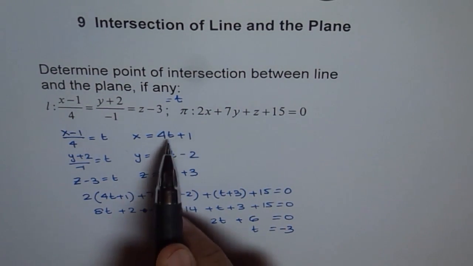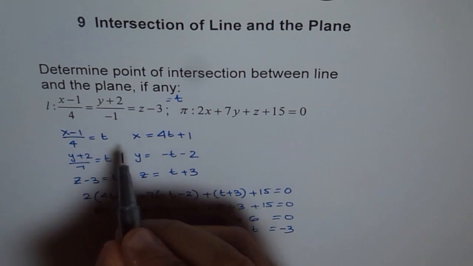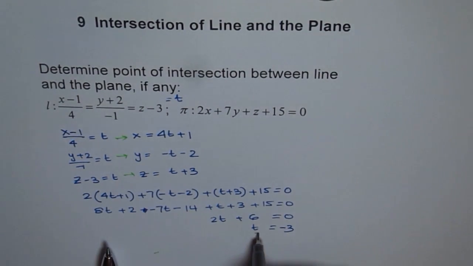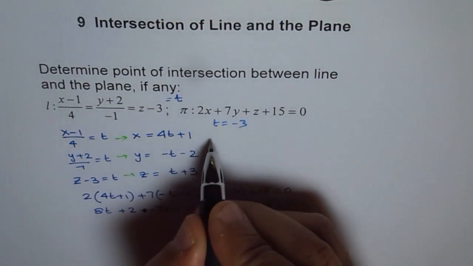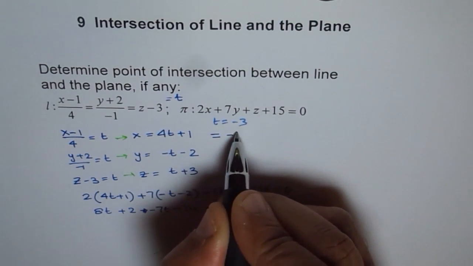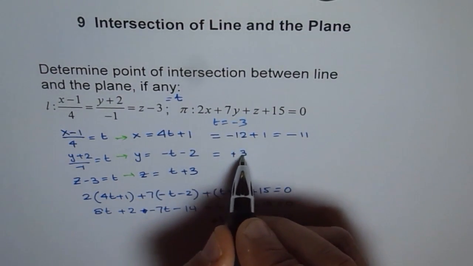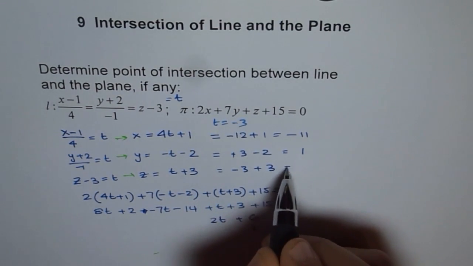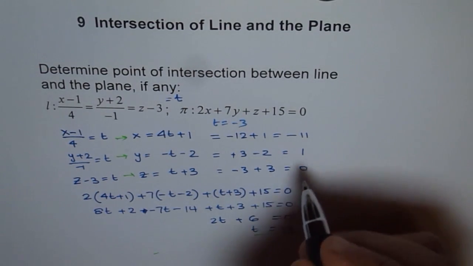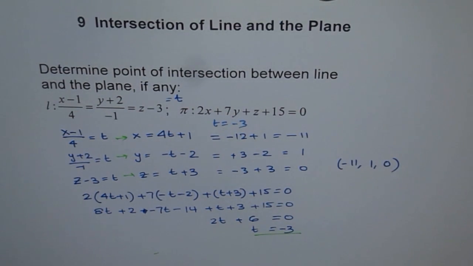Now we can plug in this t of minus 3 here and find the values of x, y, and z. So we'll plug in t equals minus 3 here, and we get the x value. X will be equal to 4 times minus 3, which is minus 12, plus 1, which is minus 11. For y, if I write minus 3 here, I get plus 3, minus 2, which is plus 1. And for z, if I write minus 3 here, I get minus 3 plus 3, which is 0. And therefore, the point of intersection is, very clearly, minus 11, 1, and 0. So that is our answer as the point of intersection.